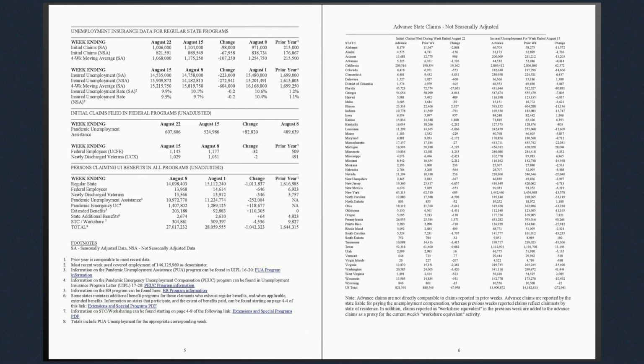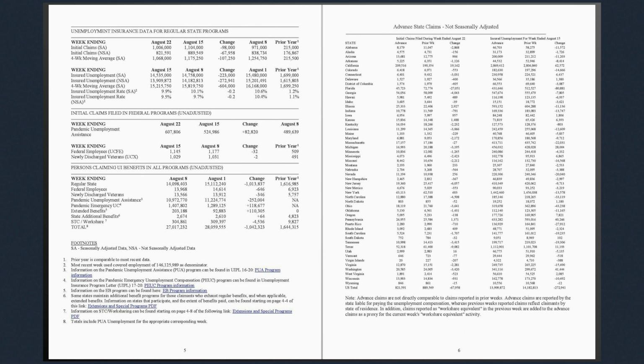Initial claims filed in federal programs unadjusted. Week ending August 22. Pandemic Unemployment Assistance 607,806. Week ending August 15. Federal employees UCFE 1,145. Newly discharged veterans UCX 1,029. Persons claiming UI benefits in all programs unadjusted. Week ending August 8. Total 27,017,232.